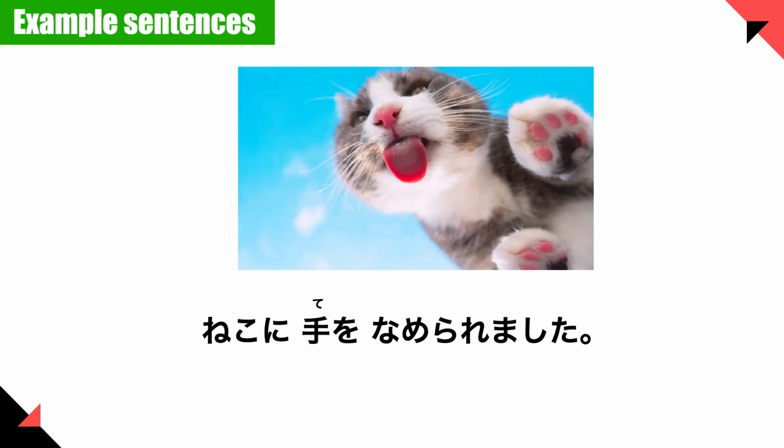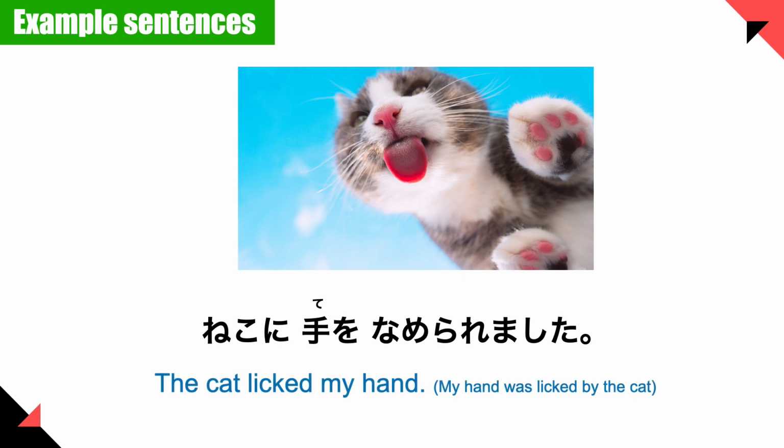猫に手を舐められました。The cat licked my hand. If you translate it literally, my hand was licked by the cat. 猫, right? Cat. 手を, my hand. 舐められました。舐める, that means to lick. 舐められる, that means to be licked. So 猫に, that part means by cat. 手を舐められました。My hand was licked.